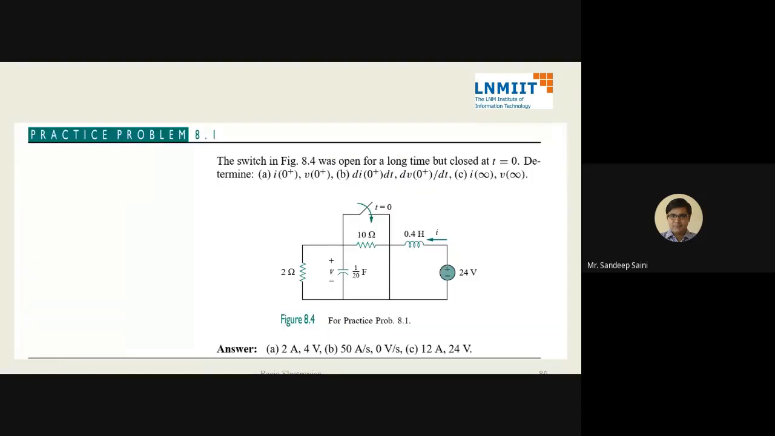Now this is the question for all of you. Very quickly find all the quantities: I of 0 plus, V of 0 plus, I infinity, V infinity, di by dt at 0 plus, dv by dt at 0 plus. Okay, start calculating and verifying.